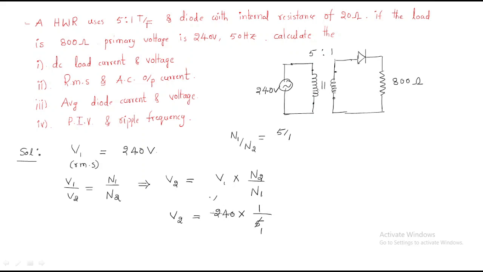By using that, we get 240 by 5, which is 48. We get V2, which is the input voltage of the half-wave rectifier. So we can write the RMS value as 48 volts.